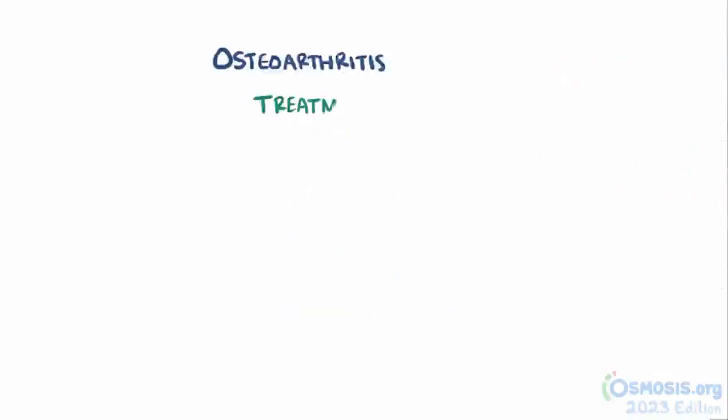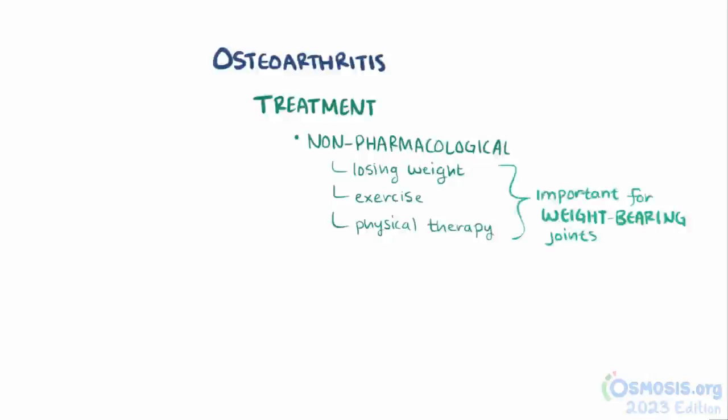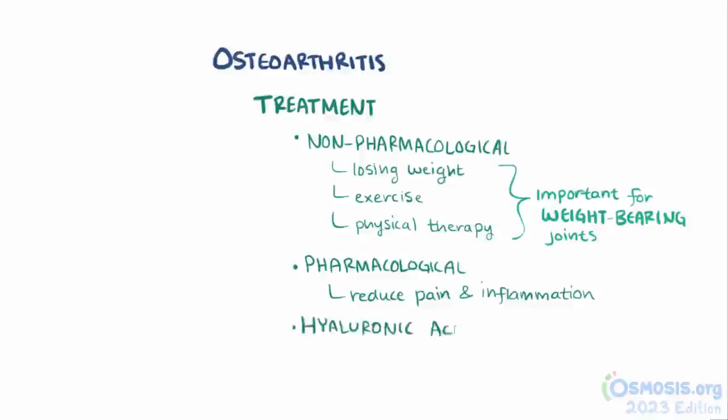Finally, management or treatment of osteoarthritis can involve non-pharmacological approaches, like losing weight or moderate exercise, as well as physical therapy. This can be especially important for large weight-bearing joints like the hips and the knees. Pharmacological treatments focus on reducing pain and inflammation. If neither of these approaches are successful, though, sometimes patients might benefit from injections of hyaluronic acid into the joint, or they might need surgery to replace the affected joint.